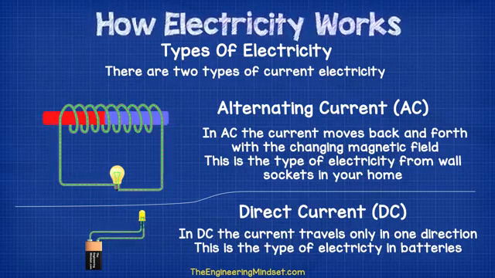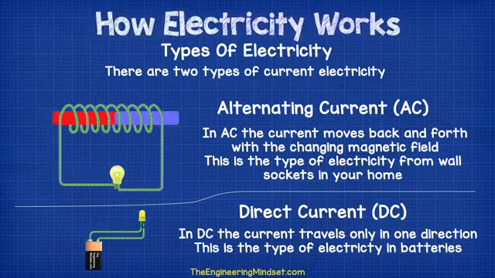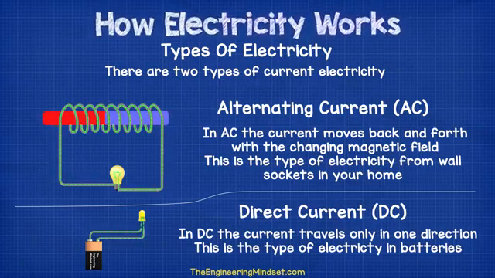So we can convert AC to DC and vice versa using power electronics. This is how we charge and power small devices. It's also how solar panels can be used to power our homes, because solar panels produce DC power and our homes need AC power. So we have to convert this for it to be usable.